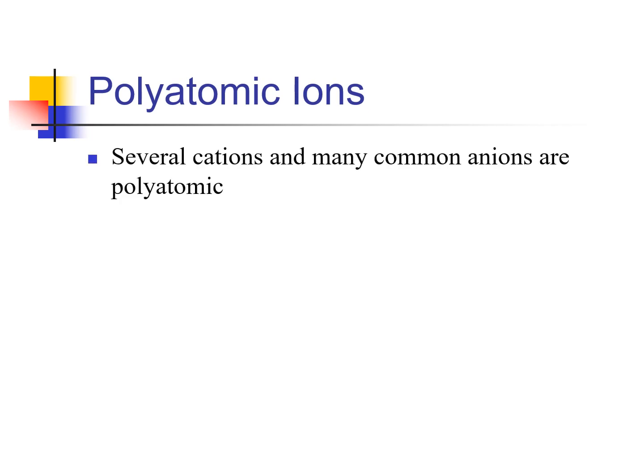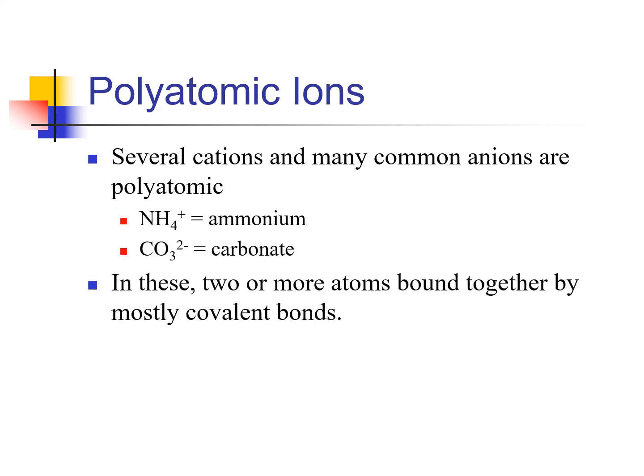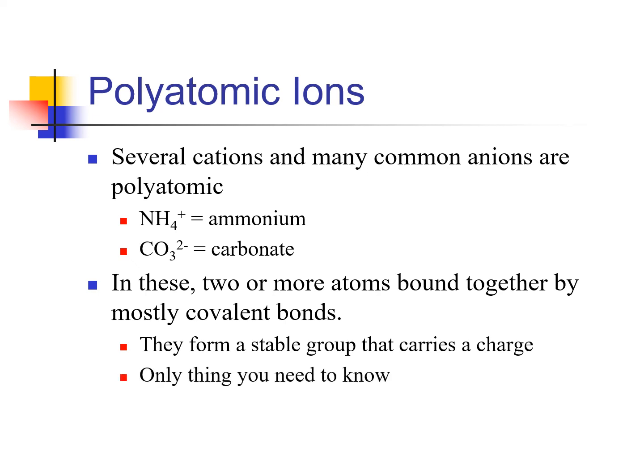Polyatomic ions. Several cations, and lots of anions, are polyatomics like ammonium and carbonate. In these, and all of them really, 2 or more atoms are bound together by covalent bonds, but they form a stable group that carries a charge. The entire group gained or lost a certain number of electrons to give us the appropriate charge. And that's really the only thing you need to worry about with polyatomics. We'll work on the Lewis structures for those later this chapter.